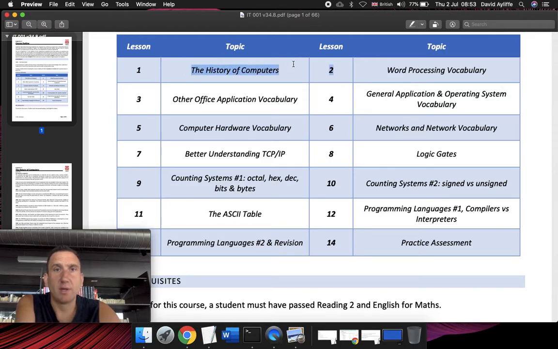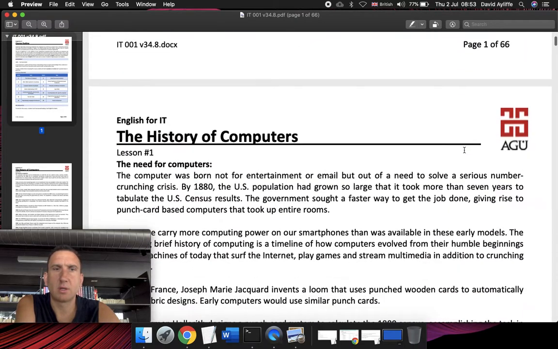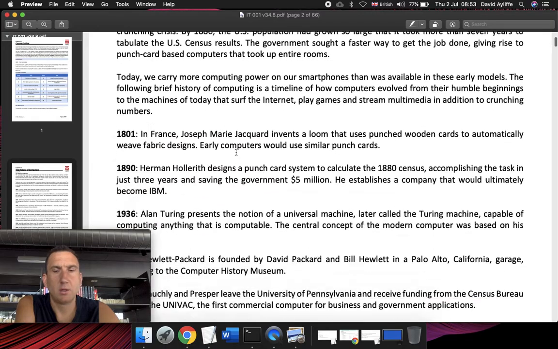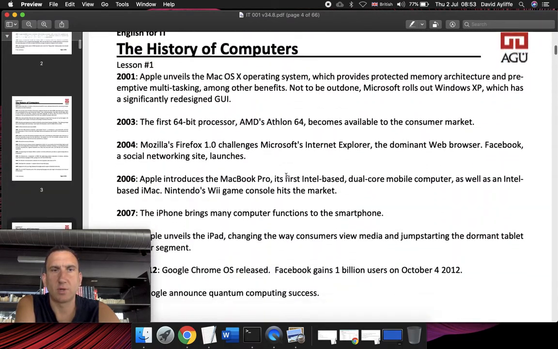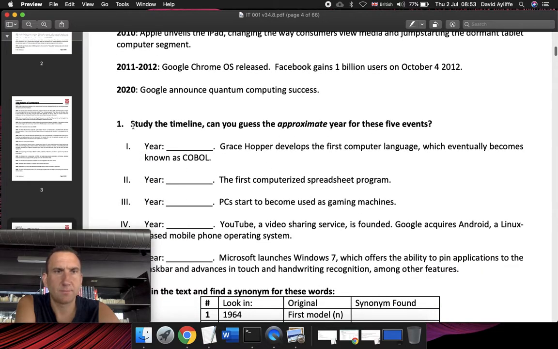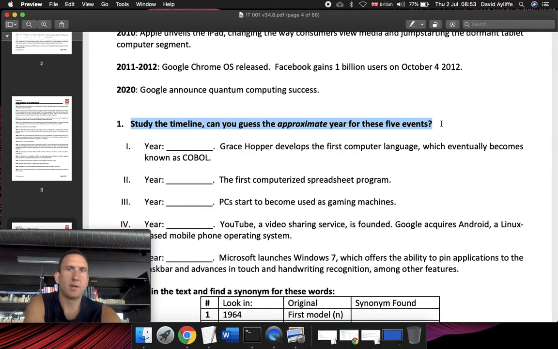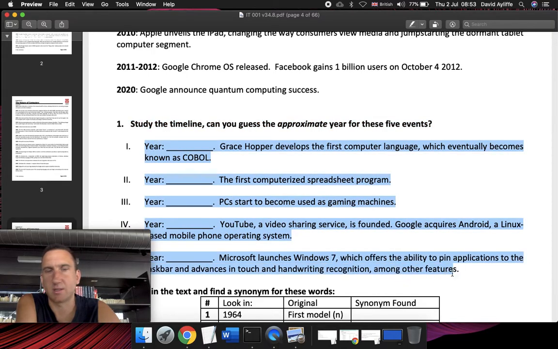Right, okay, so lesson 1, history of computers. We've got a timeline of events, and what I'd like you to do is study the timeline and guess the approximate year for these 5 events.